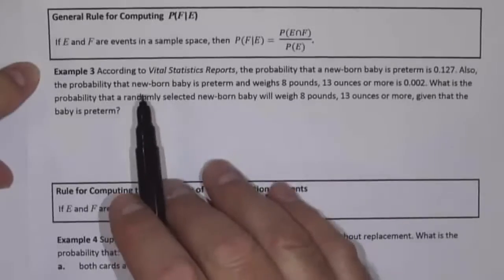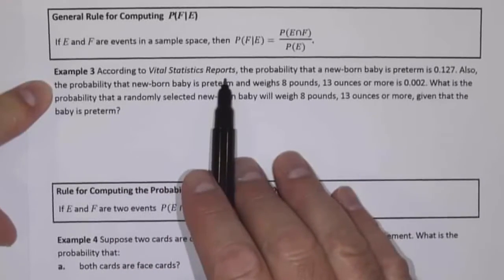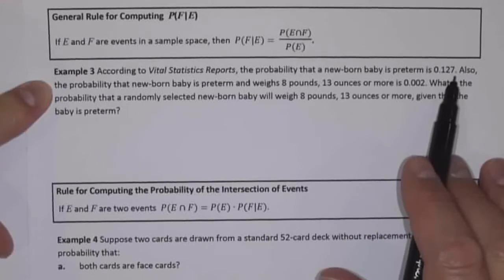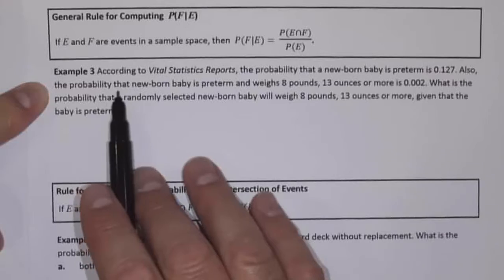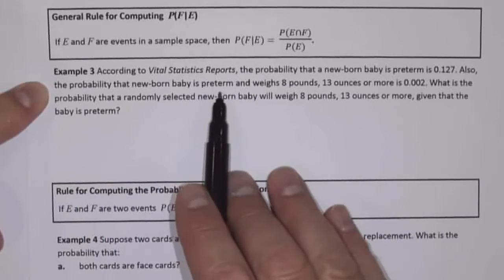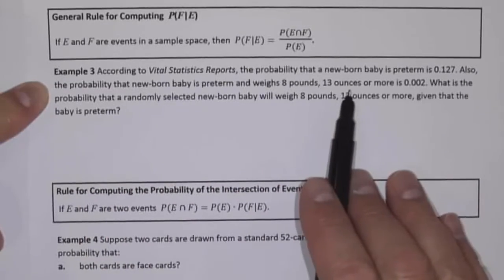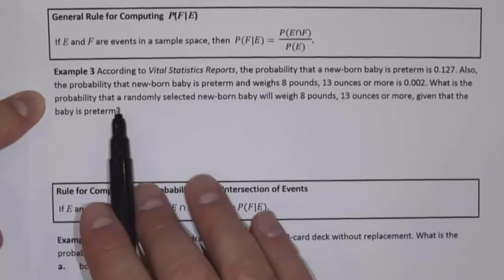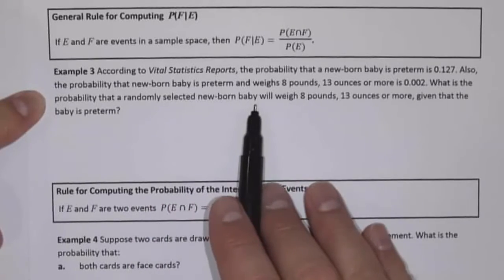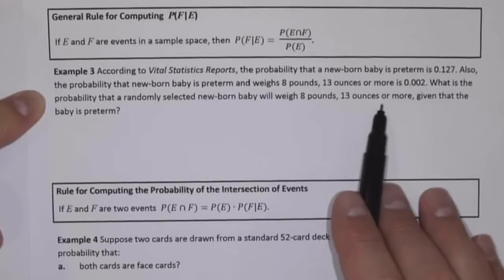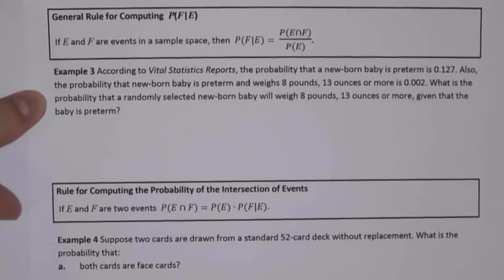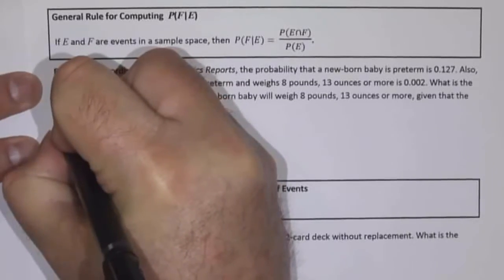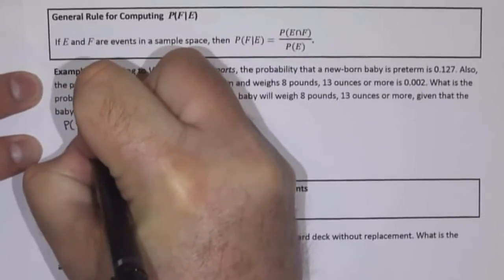Example 3. According to Vital Statistics reports, the probability that a newborn baby is preterm is 0.127. Also, the probability that a newborn baby is preterm and weighs 8 pounds 13 ounces or more is 0.002. What is the probability that a randomly selected newborn baby will weigh 8 pounds 13 ounces or more, given that the baby is preterm?